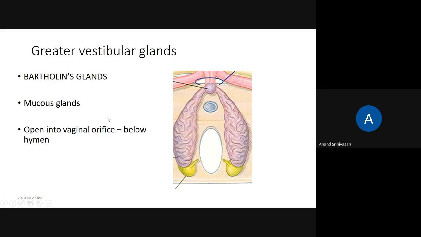They are mucous glands. They open below the hymen. Actually, if you see, the vagina does not have any glands. Only in the lower part of the vagina there are Bartholin's glands or greater vestibular glands. The rest of the vagina, however, is kept moist by the cervical secretions, which come from the cervix.